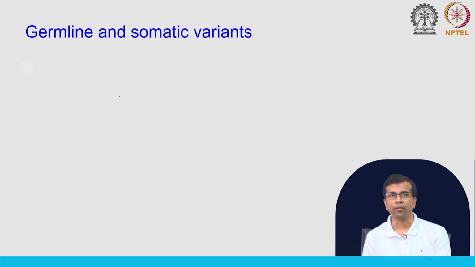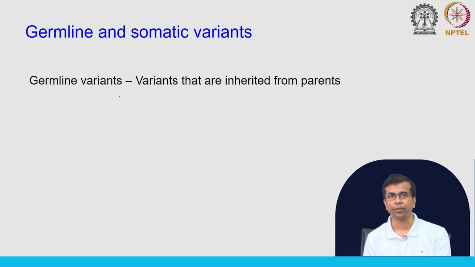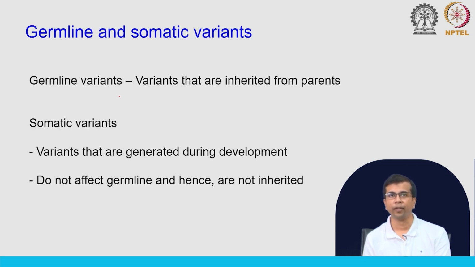Okay, so we have introduced these two terms, germline and somatic variants. So, what are they? Let us define those. Germline variants are variants that are inherited from parents. As you know, in the zygote we have one copy of the chromosome from the father and one copy from the mother, and these variants are inherited from the parents. So, these will be present in the zygote and they will subsequently be present in all cells arising from the zygote.